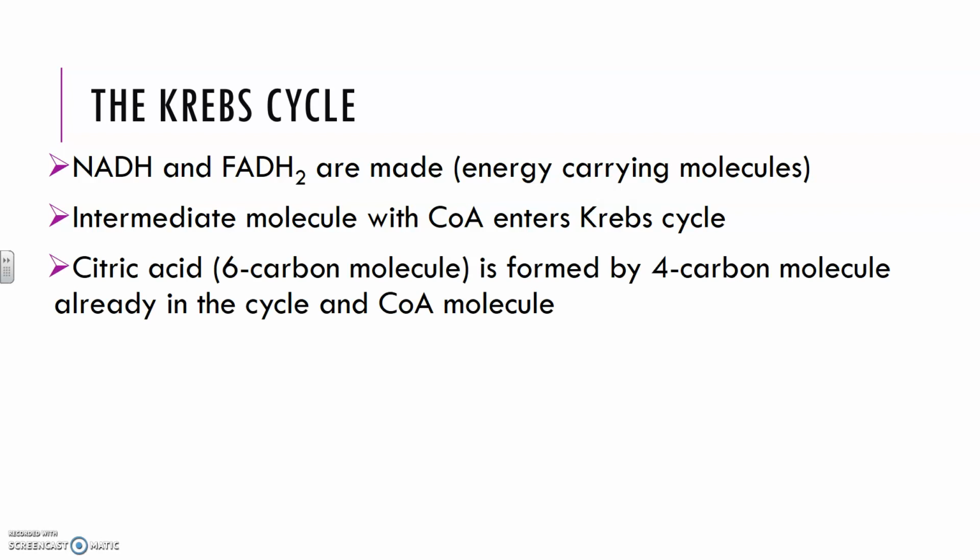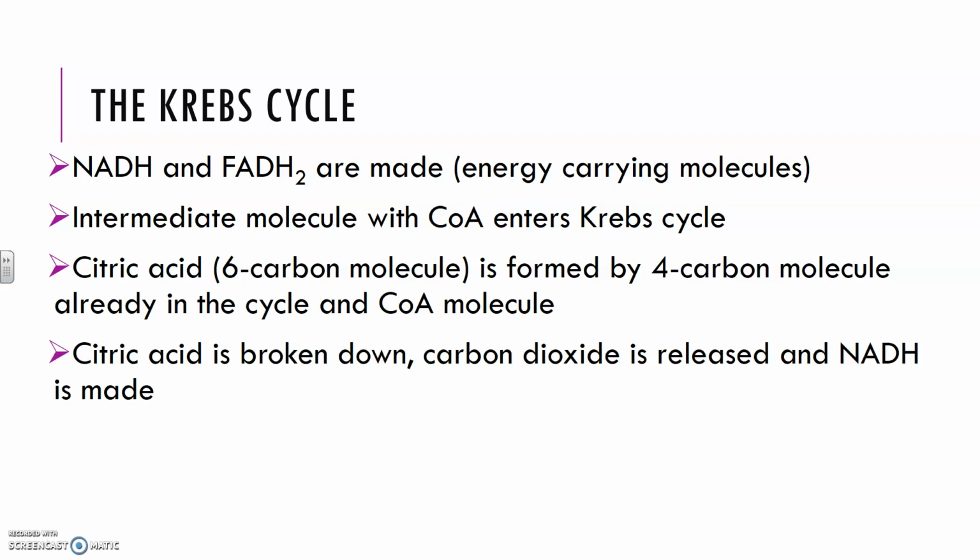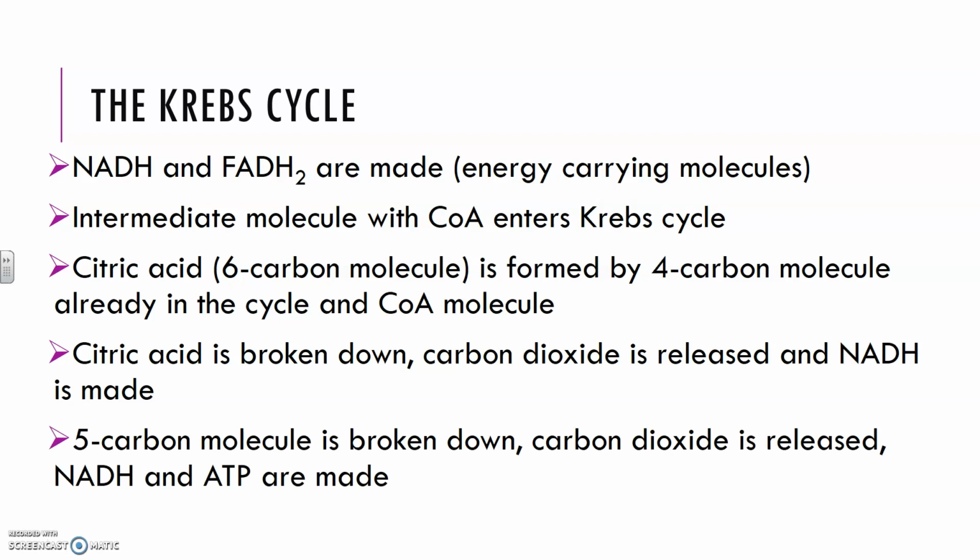You will eventually produce citric acid, hence where the name comes from, which is a 6-carbon molecule, formed by a 4-carbon molecule that's already in the cycle and the coenzyme A molecule, the CoA molecule. Citric acid will then get broken down. You're going to release a carbon dioxide and also produce an NADH. And then that 5-carbon molecule is also going to be broken down again, releasing another carbon dioxide. So we have hit 3 now, and also releasing NADH and ATP.